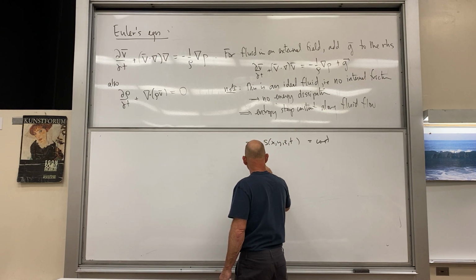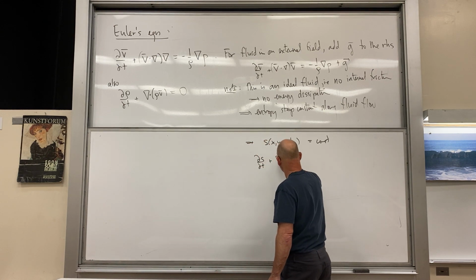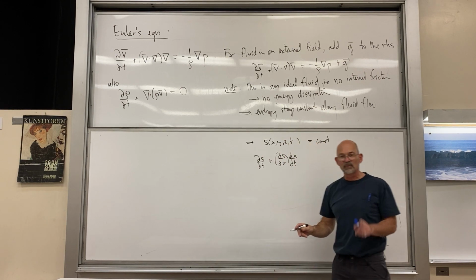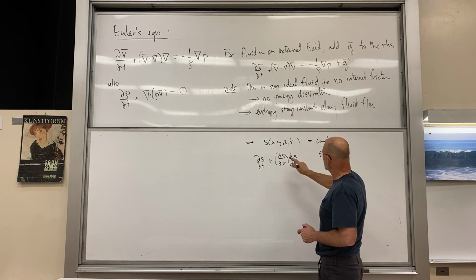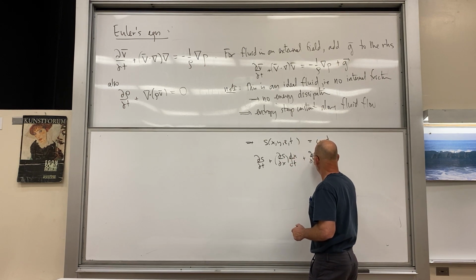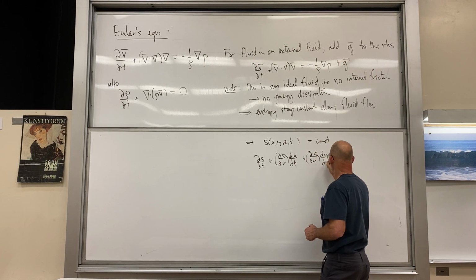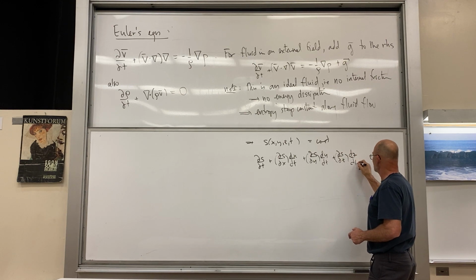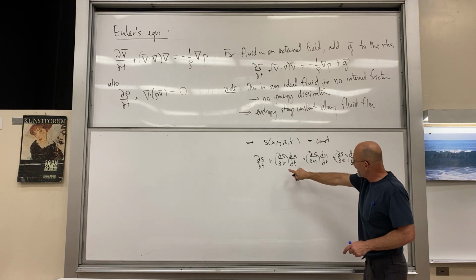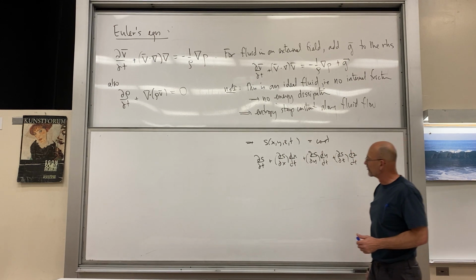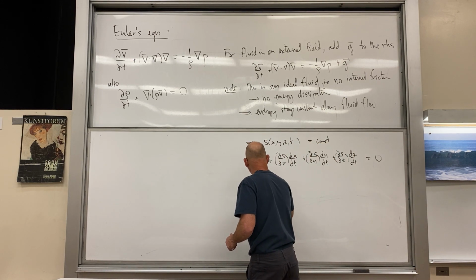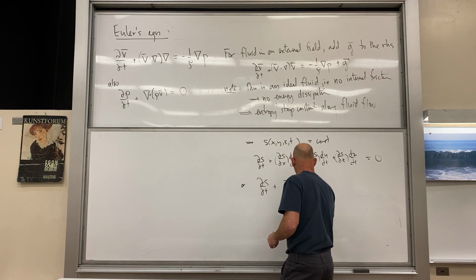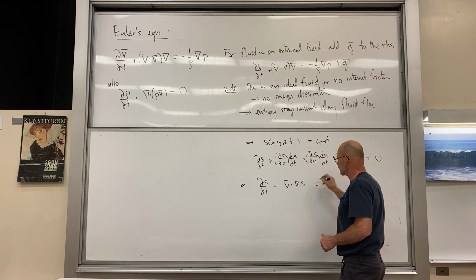And we get dS/dt plus dS/dx dx/dt, same kind of chain rule I just did, a simpler situation, plus dS/dy dy/dt, plus dS/dz dz/dt equals 0. And this will be the gradient of S dotted into the velocity. So dS/dt plus v dot gradient S is equal to 0.